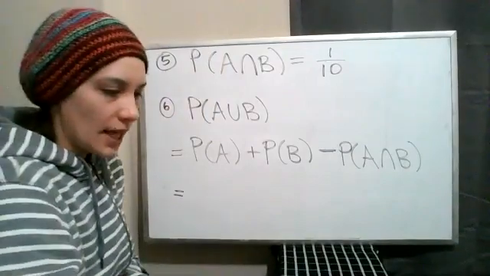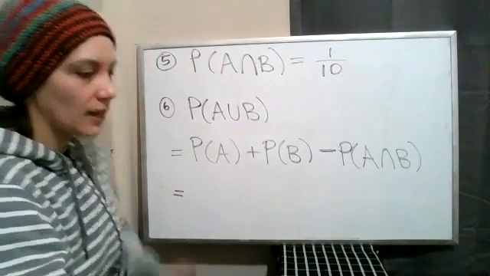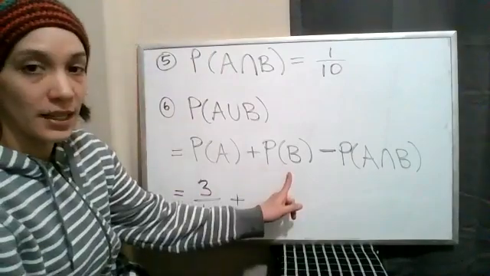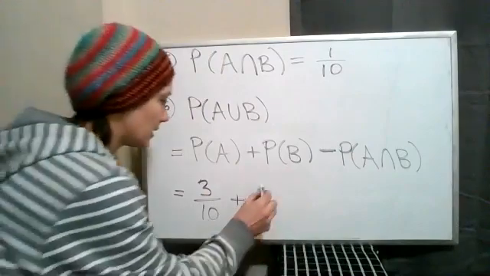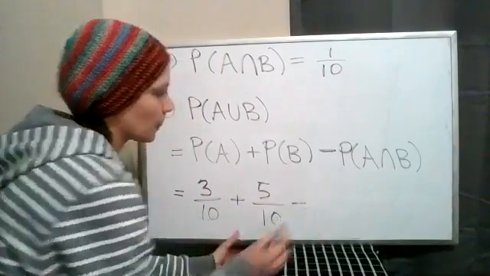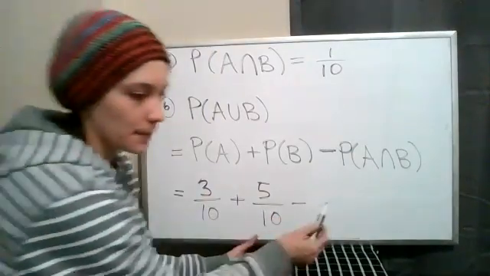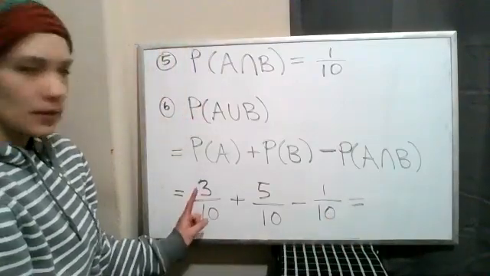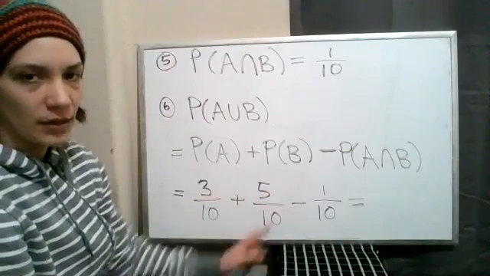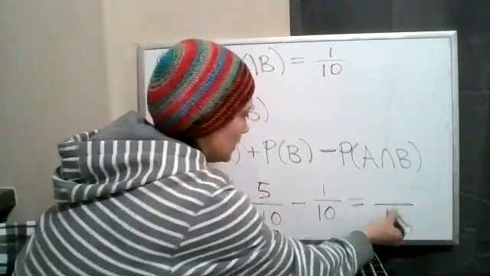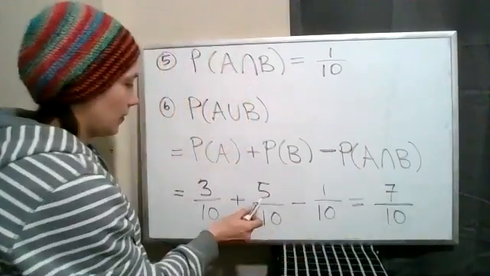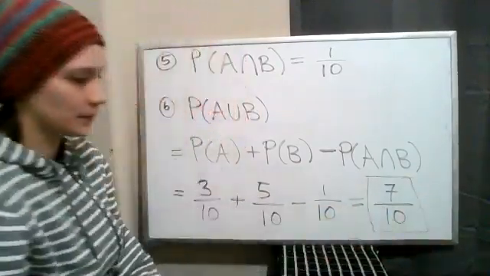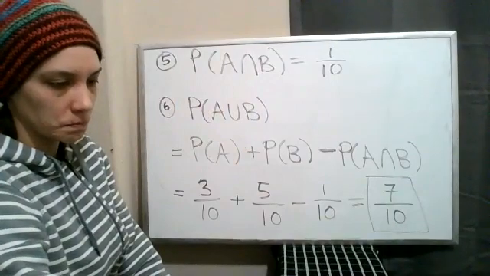All right, let's go to the set A, which had 3 elements. 1, 2, 3 out of 10. Add. Our set B has 1, 2, 3, 4, 5 elements. A intersect B had 1 element. So 3 plus 5, subtract 1, all over 10. So we're going to get 7: 5, 6, 7, 8, take away 1. Okay.